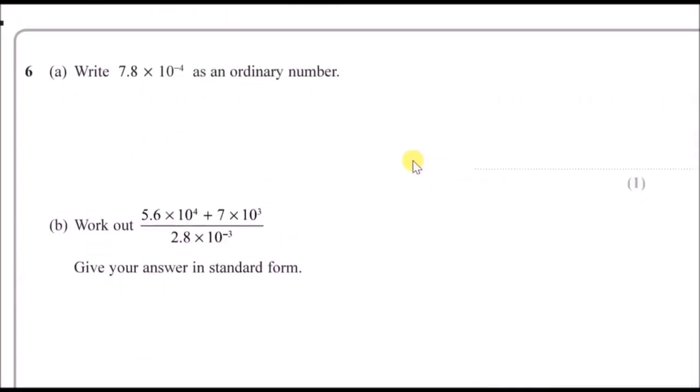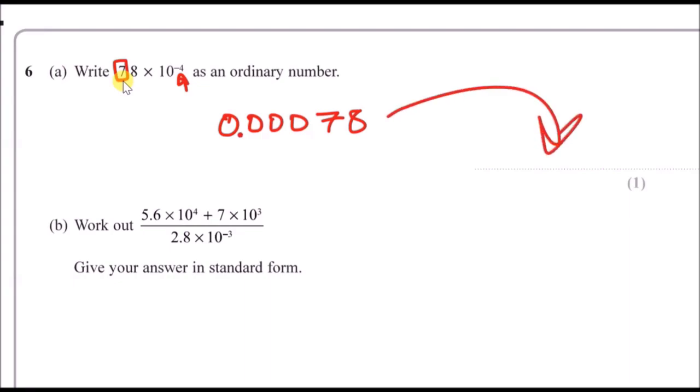And number 6. Okay, write 7.8 times 10 to the negative 4 as an ordinary number. All this naturally means is that you want 4 zeros behind the 7. Every time you go negative power, take the unit digit and just put whatever number of zeros it tells you. In this case, 4. So it's going to be 4 zeros like that, and then 7, 8. And we always put a decimal place over here. And that's it. That's literally 1 mark for that.